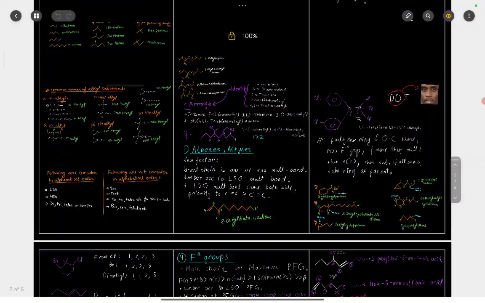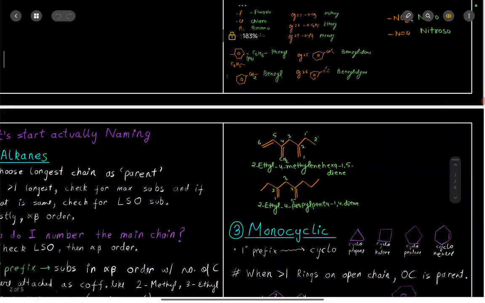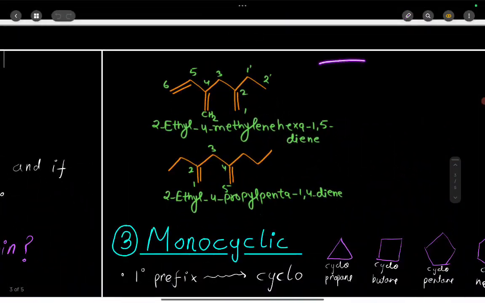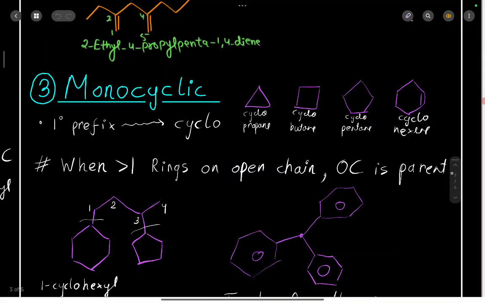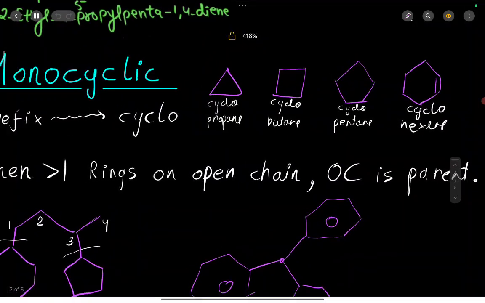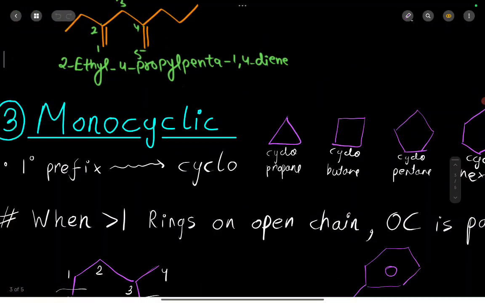Okay. Now, here are a couple examples for you. Look at these and tell me if you have a doubt. Now let's learn how to name monocyclic compounds. How do we name monocyclic compounds? Very easy, trust me. Only one prefix is added, which is cyclo.